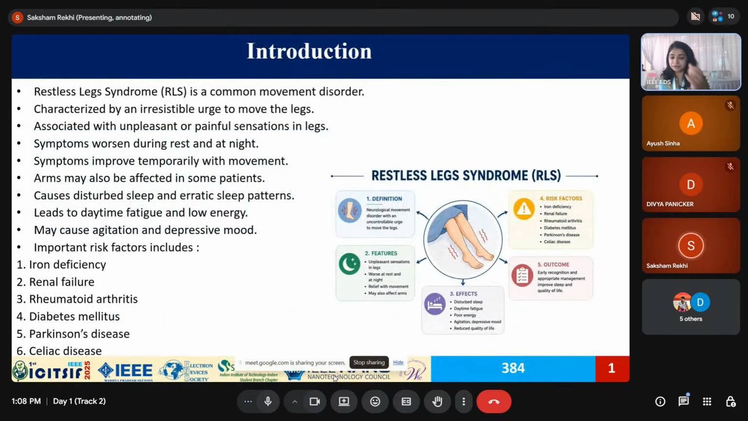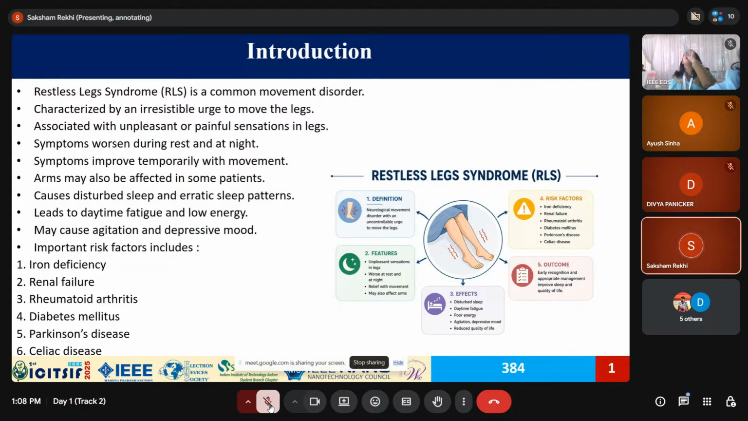Restless leg syndrome is a common movement disorder. It is a common neurological sensory motor disorder characterized by an irresistible urge to move the legs, often accompanied by unpleasant sensation. These symptoms typically worsen during periods of rest and at night, leading to significant sleep disturbances and reduced quality of life. Important risk factors include iron deficiency, renal failure, rheumatoid arthritis, diabetes mellitus, Parkinson disease, celiac disease.